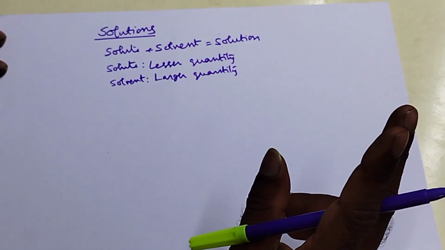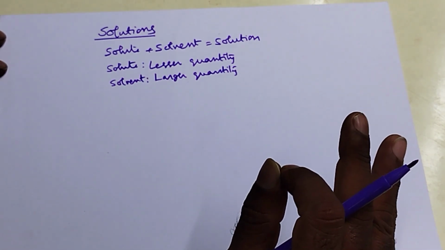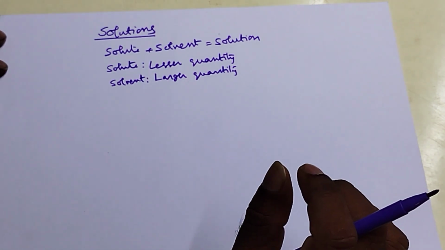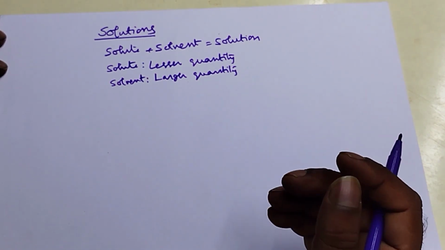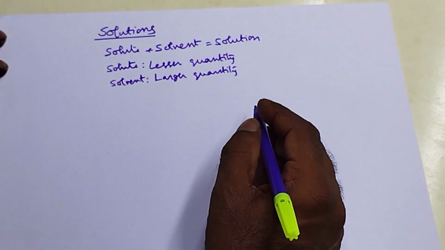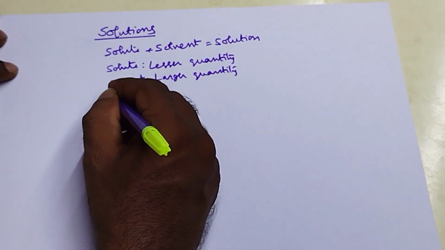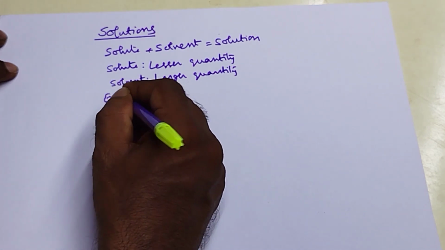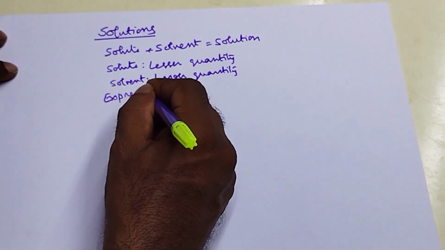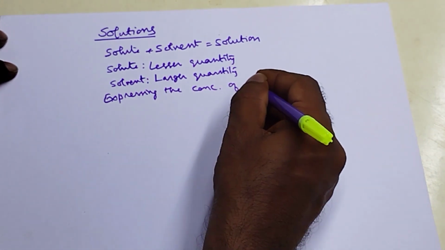If there are two components in a mixture, then it is called a binary solution. If three components are present in a mixture, then it is called a ternary solution. If it is four, then it is a quaternary solution, and so on. In this solutions lesson, we are going to discuss expressing the concentration of solutions.